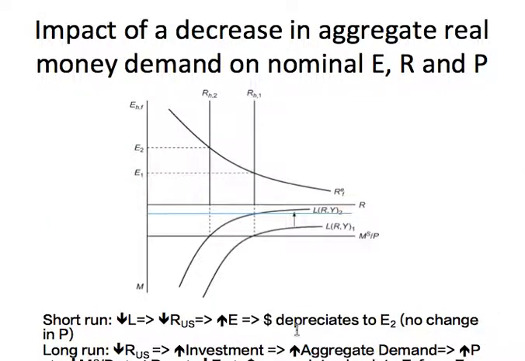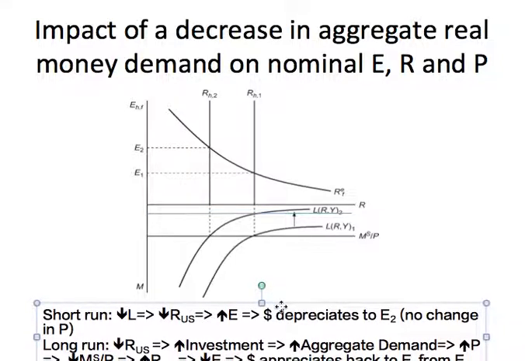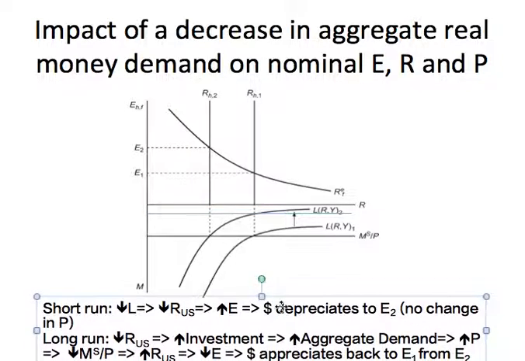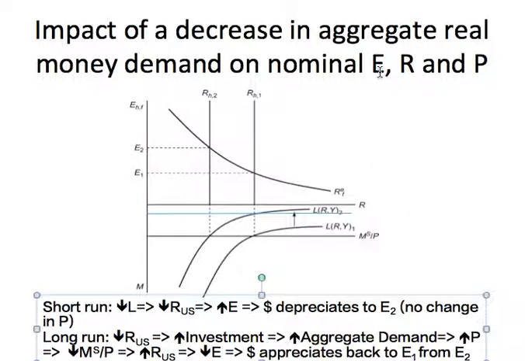Next, we will take a look at the impact of a decrease in aggregate real money demand on nominal exchange rate, interest rate R, and price level P. So E here is exchange rate, nominal exchange rate, R is nominal interest rate, P is price level. So again, we have the same curve as before.